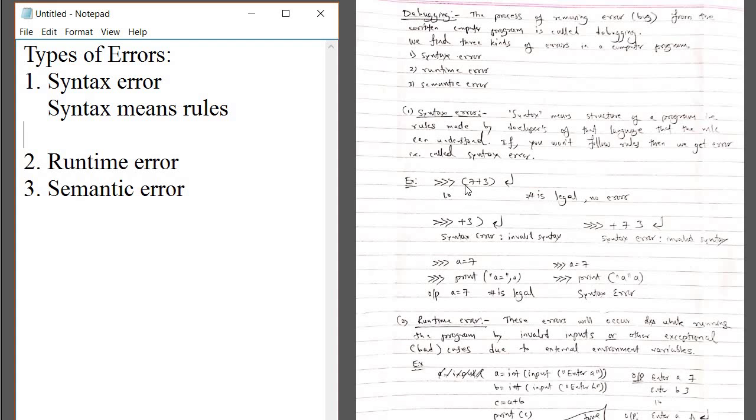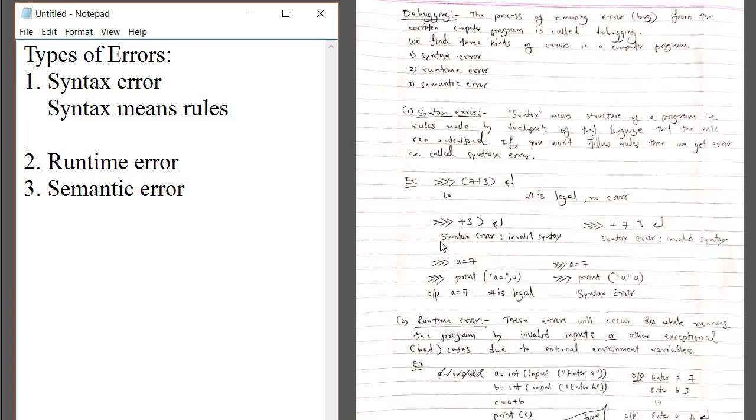See these examples. Now I have written 7 plus 3. I have pressed enter. Is it legal? Whether it is correct or not? Yes, it is correct. It is legal. There are no syntax errors here. Given instruction is right. But see this example. Here I typed a plus, then 3, then closing bracket. I have not followed any rule. That's why I am getting the error. Machine is not understanding. Syntax error: invalid syntax. If you type plus space 7 space 3, then also mistake. Machine is not understanding. That's why this is also a syntax error.